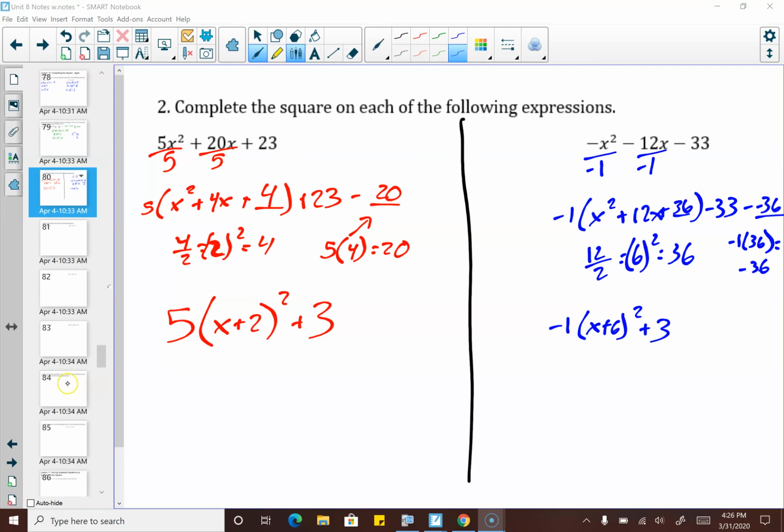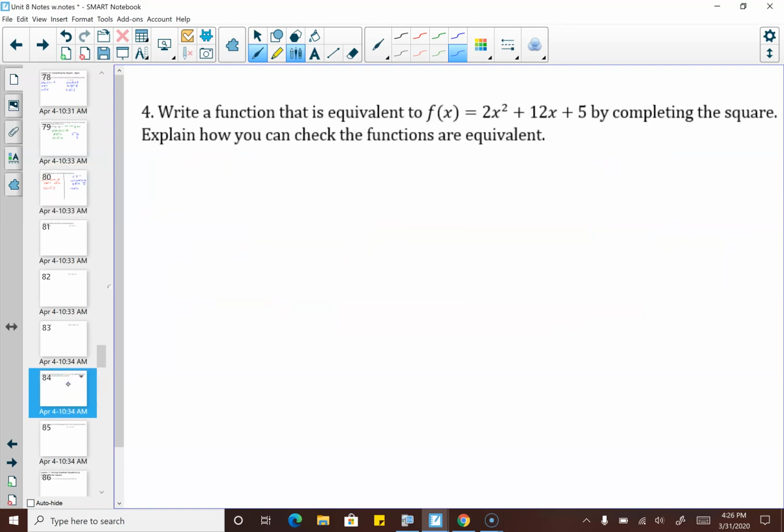So I want to skip ahead here. I actually want to go to number 4. Write a function that is equivalent to f of x equals 2x squared plus 12x plus 5 by completing the square, and explain how you can check that the functions are equivalent. So we have a GCF out in front, so we have to take it out. So we take out the 2, x squared plus 6x plus a line, plus 5 minus a line.